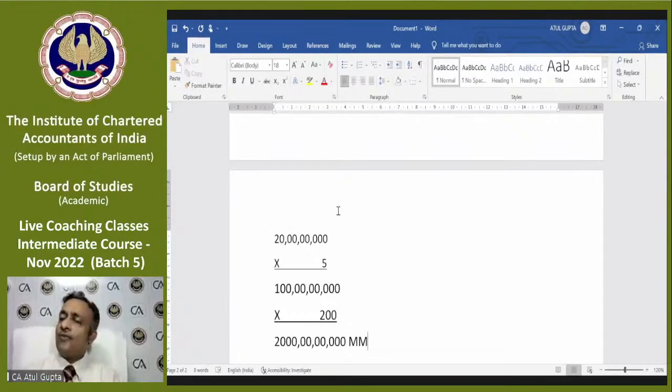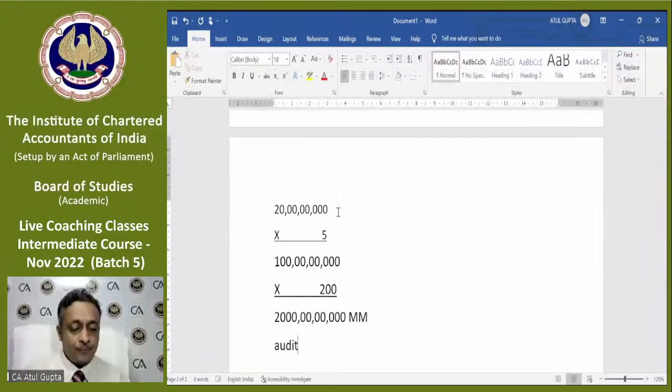Imagine you are the auditor of NSE. And your audit objective is to identify margin money violations.